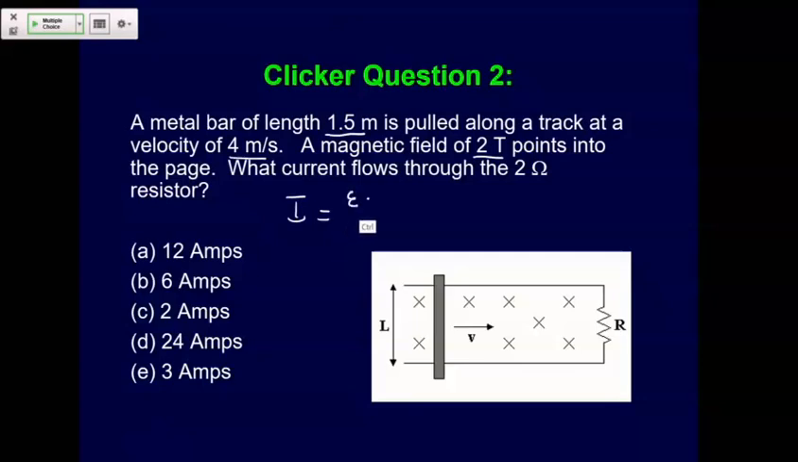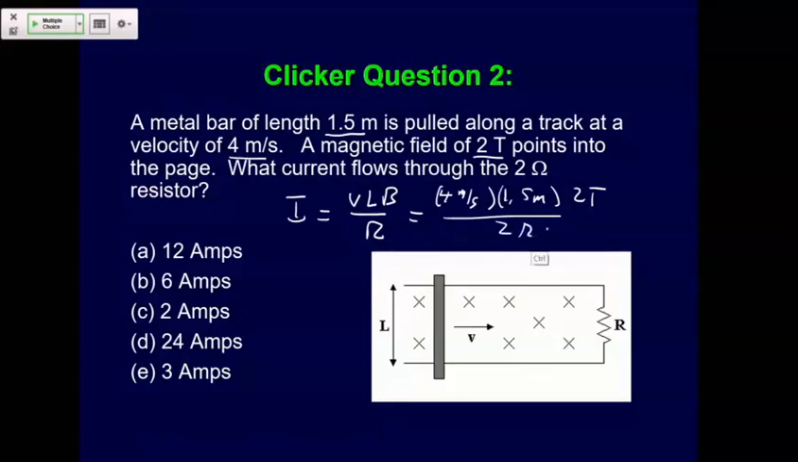And so it's literally just that equation we had a little bit ago. So the EMF, actually that's the velocity, pardon me. And so a velocity of 4 meters per second, a length of 1.5 meters, and a magnetic field of 2 Tesla, divided by 2 ohms. And when I did this, I got the answer of 6 amps. So you can go through and get the current to come out in a case like this.